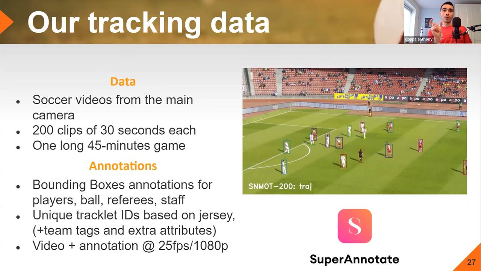And we also kept a whole 45-minute halftime to annotate important information. So on these, since there are no cuts in these videos, unlike for broadcast, we were able to annotate all bounding boxes for players, ball, referees, and staff that are inside the field. And each bounding box is associated with a unique tracklet ID and a team tag, and also a jersey number when it is available. All annotations are done at 25 frames per second on full HD videos.